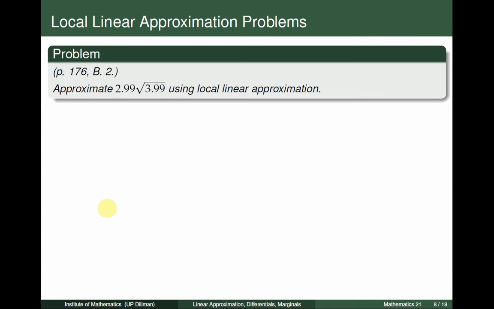Problem page 176, B2. Approximate 2.99 square root of 3.99 using local linear approximation. Again, if you want to solve the problem first without looking at the solution, pause the video now. I'll give you 5 seconds.